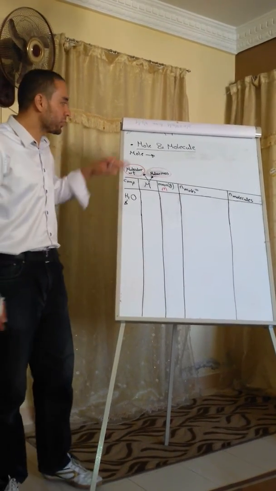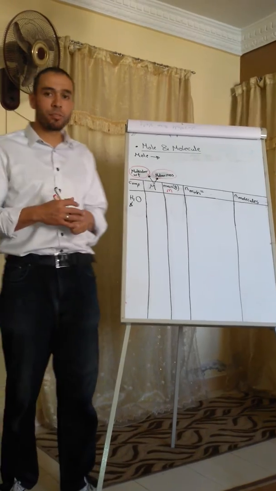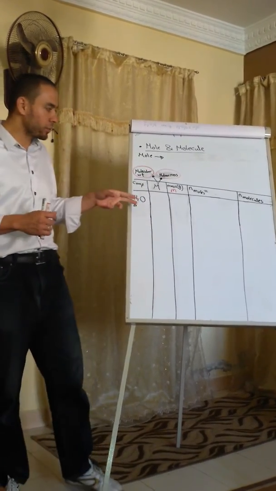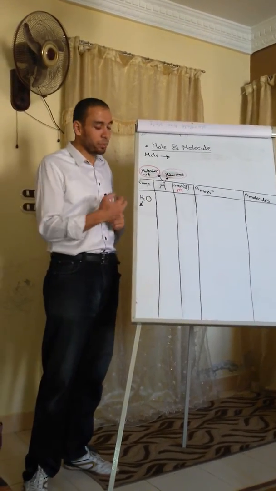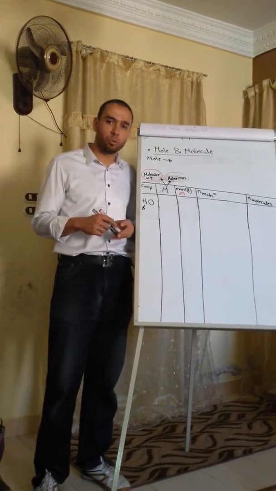We are going to discuss the difference between the mole and the molecule. And to clarify the difference between them, we will get some examples. The first example is H2O, which is water. What is the molecular weight of H2O?